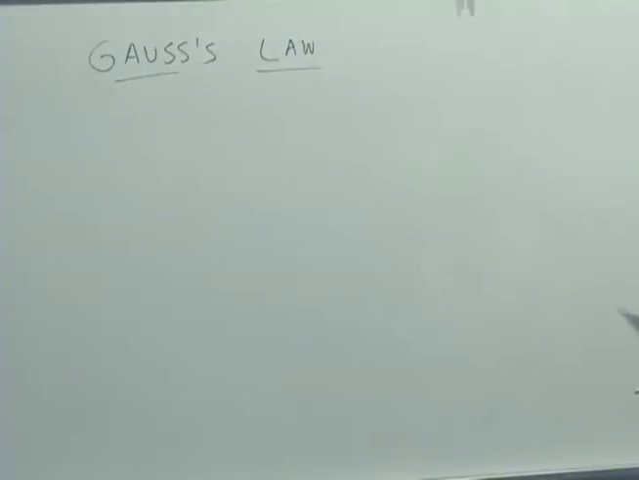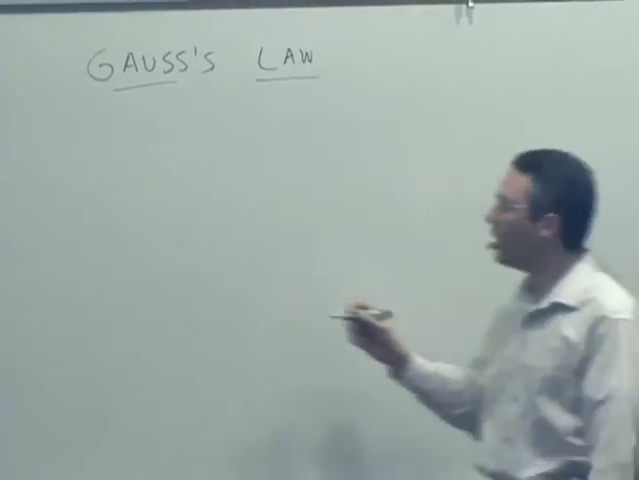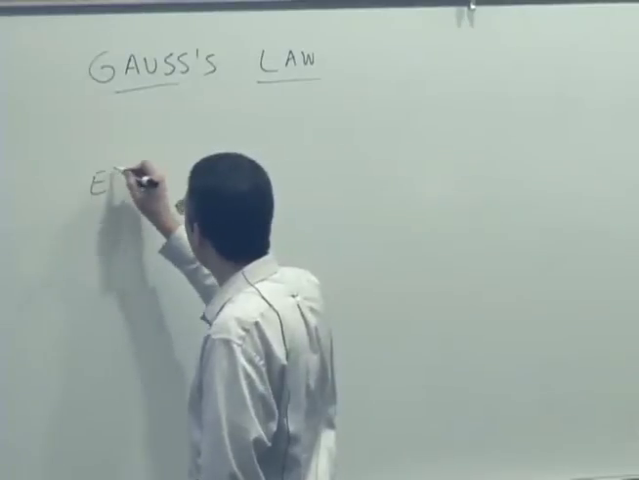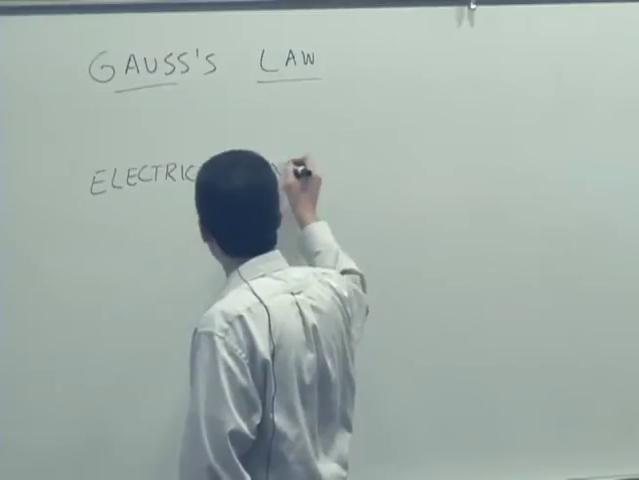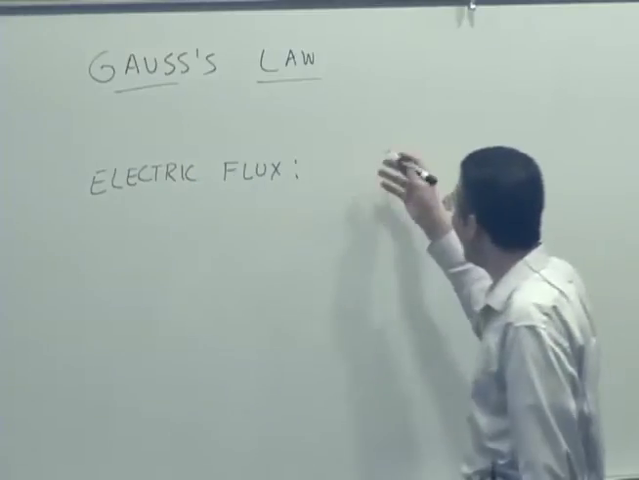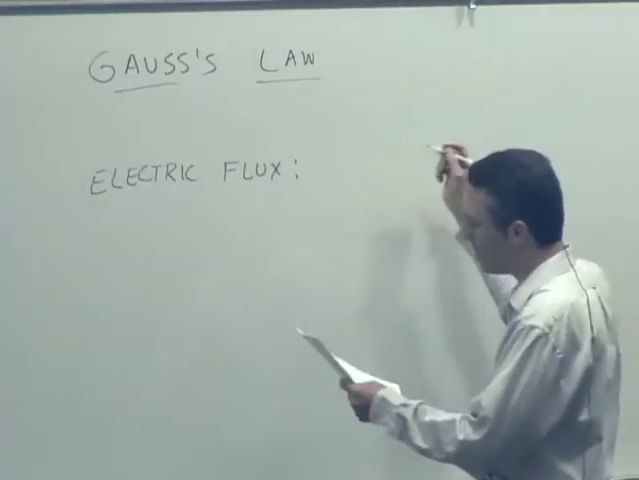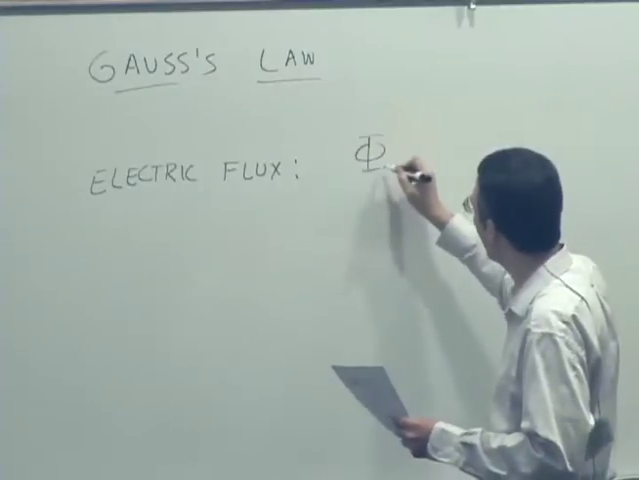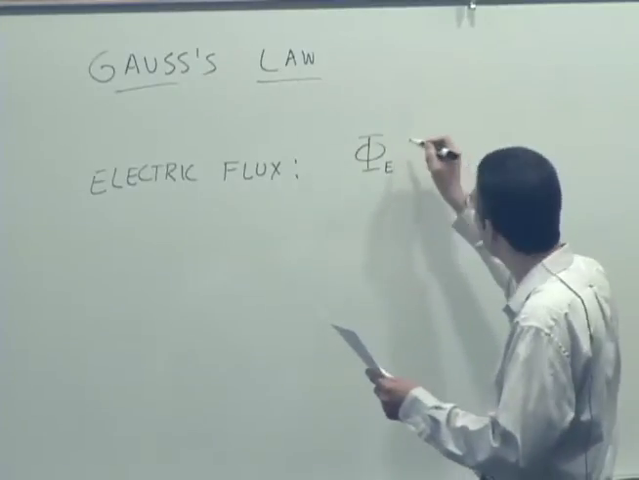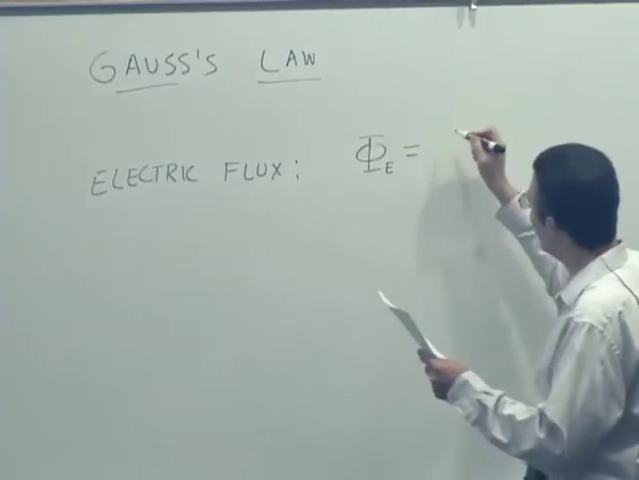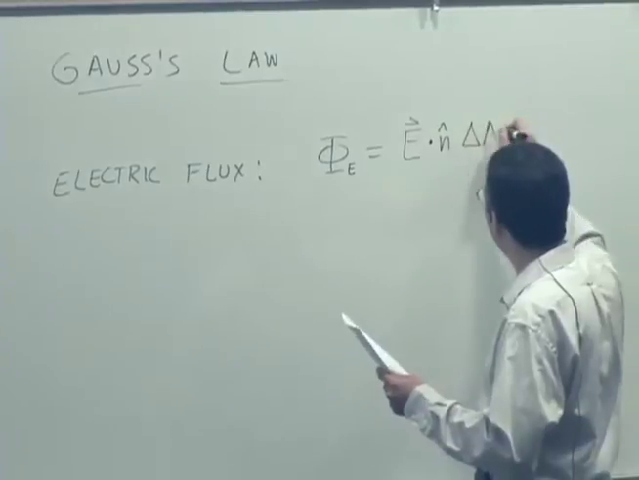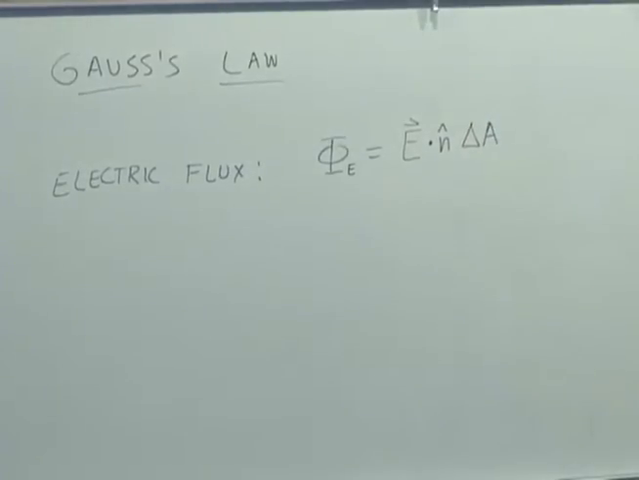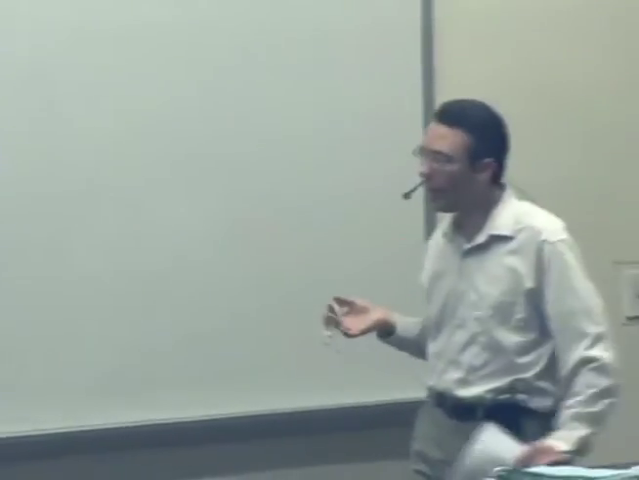Gauss's law, which we had talked about, relates this quantity called electric flux. So let's just define that again. Electric flux over an area, assuming it's a uniform electric field, and we'll talk about how to deal with non-uniform fields in a second. This phi sub E is just the electric field dot product with a normal vector, a unit vector that's normal to the surface, times the area of that surface.